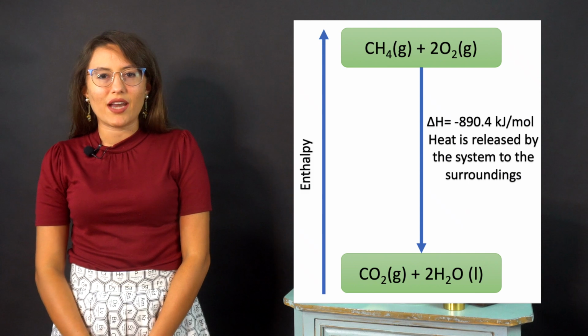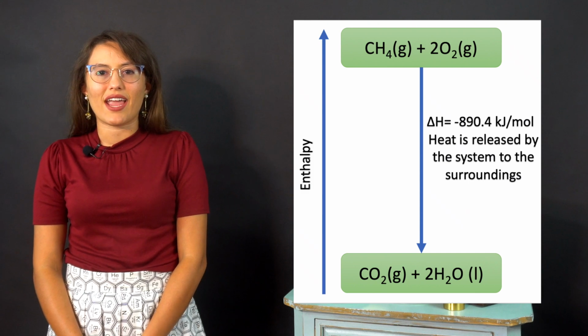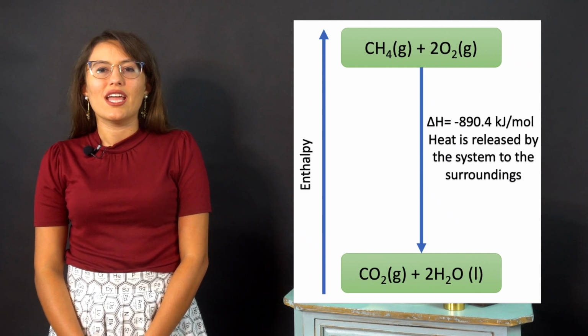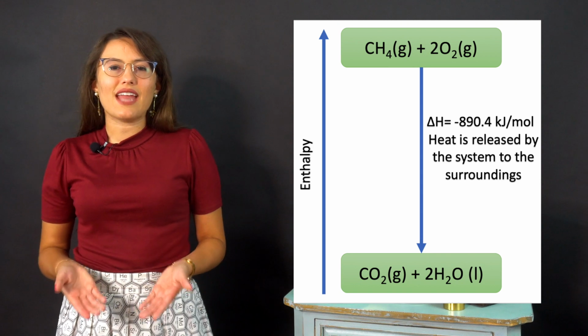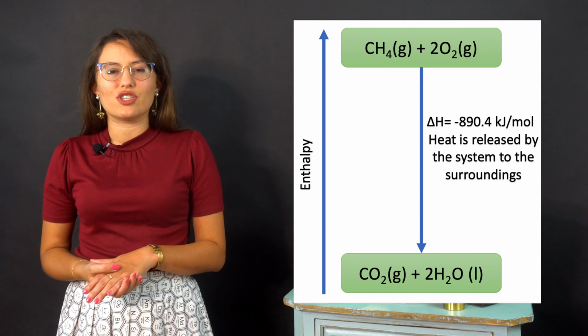This differs from a combustion reaction, for example, methane, which has an enthalpy change of negative 890.4 kilojoules per mole. This is an exothermic reaction and releases energy to the surroundings.